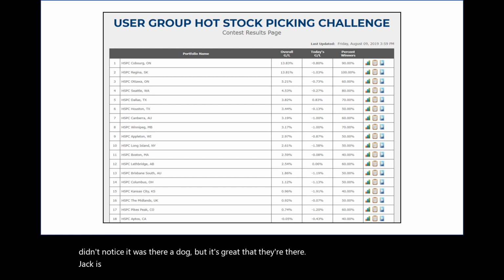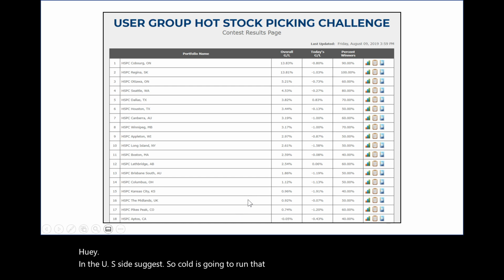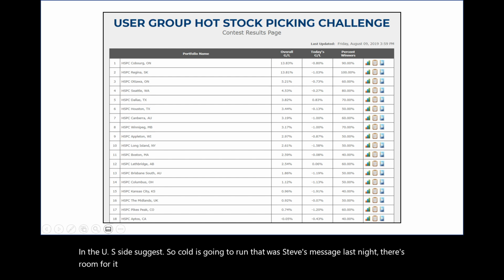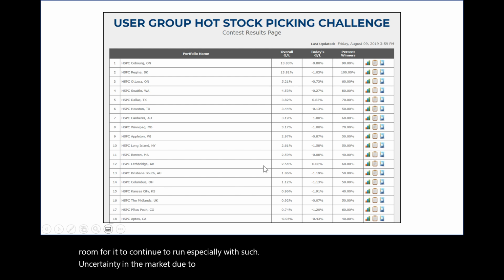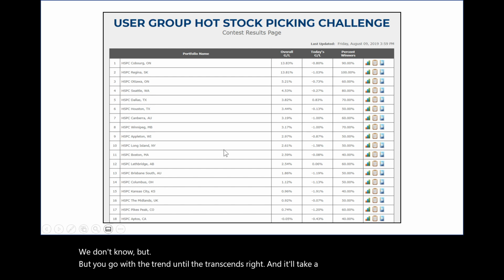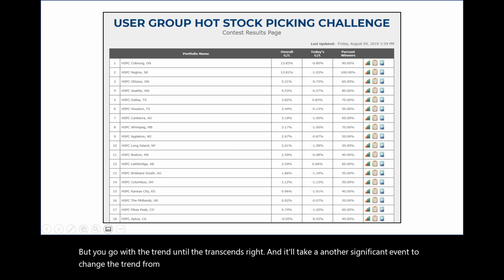Jack is asking, is it too late to get into gold? Well, our Huey and the Midas touch on the Huey on the U.S. side suggests the gold is going to run, and that was Steve's message last night. There's room for it to continue to run, especially with such volatility and uncertainty in the market due to the China trade war and other uncertainties. So, you know, we don't know, but you go with the trend until the trend ends, right? And it'll take another significant event to change the trend from where it's going.